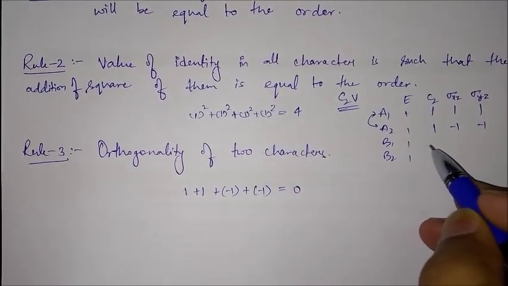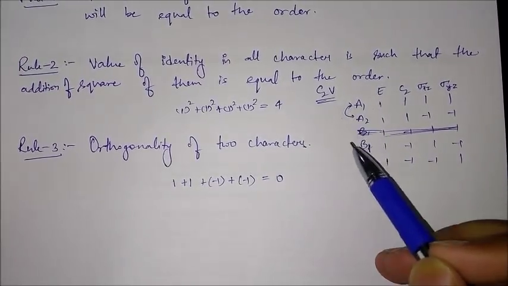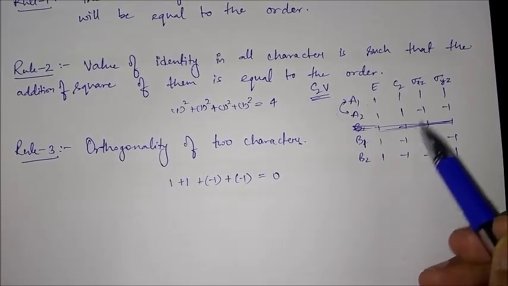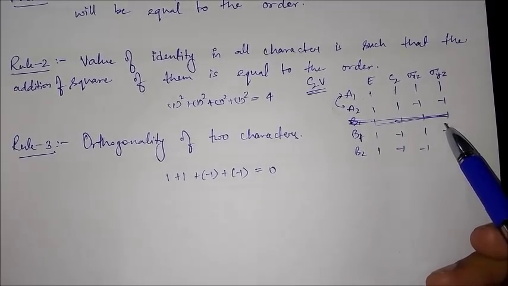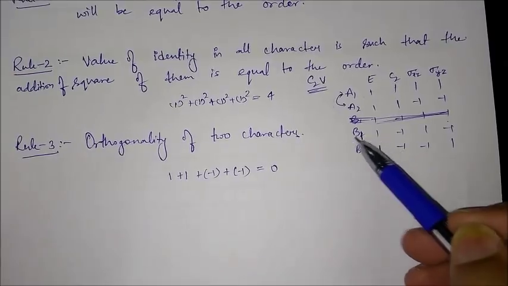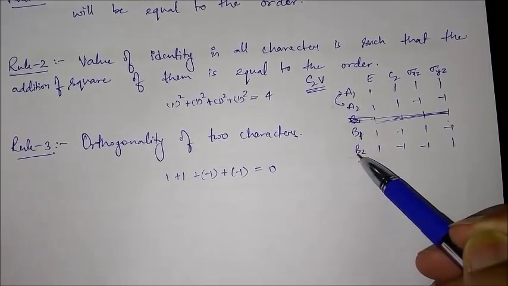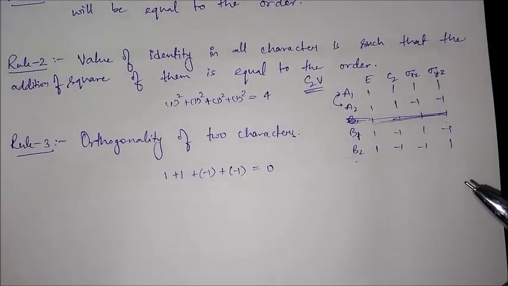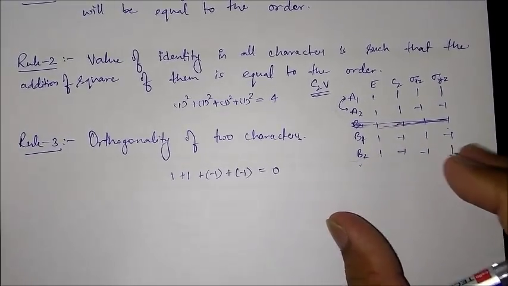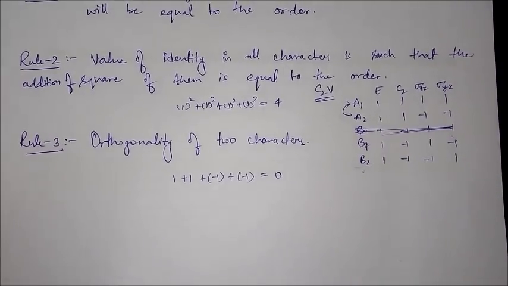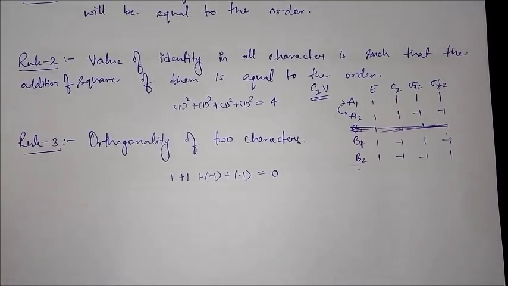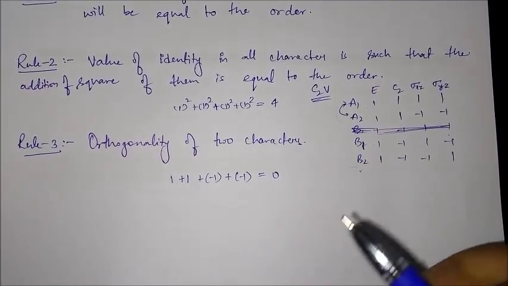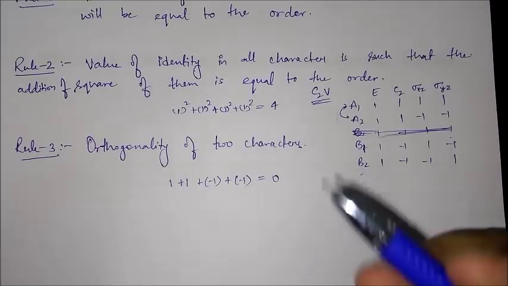So this was for A1 and A2. Similarly, if you take A2 and B1 and multiply all the values of the different symmetry operations, then you will get 0. Similarly, if you take any two of the characters and check, they will be orthogonal to each other. So this was the main thing for the great orthogonality theorem. Only this thing you have to keep in mind, mainly this one and rule number 2. This is going to help you in solving questions from previous years.